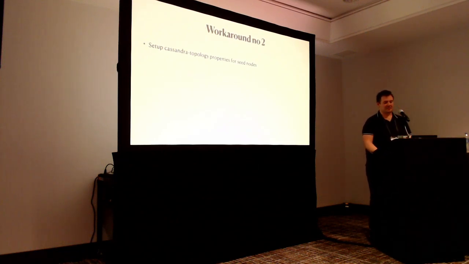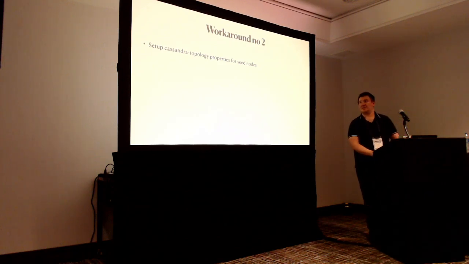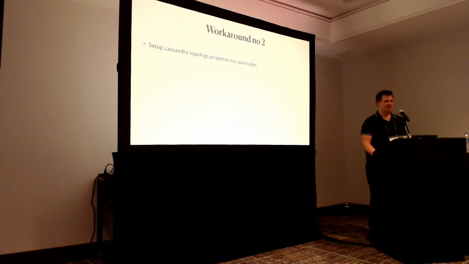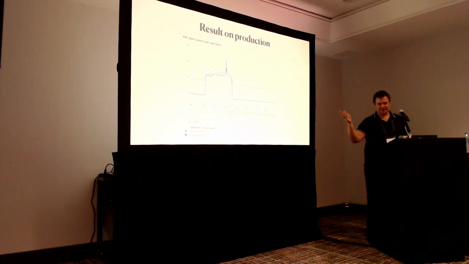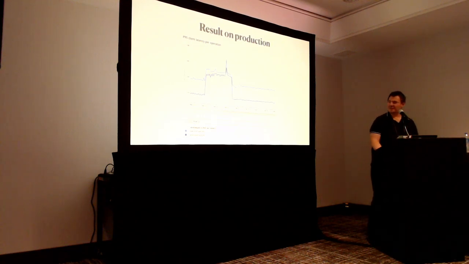The second workaround is to set up inside the Cassandra topology properties the seed nodes, and in which data center they are. Doing that, when we are connecting without the gossip ready, we will know that some nodes are in different data centers, and some nodes are in the same data center, which is what we want to achieve, basically. So after changing those two parameters, there is the result in production. Here are even better results.